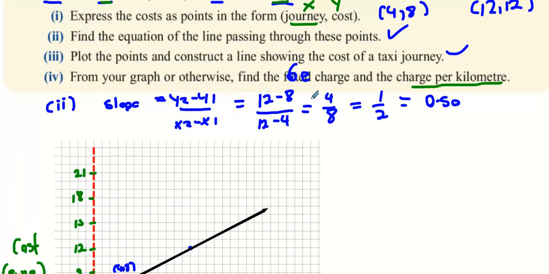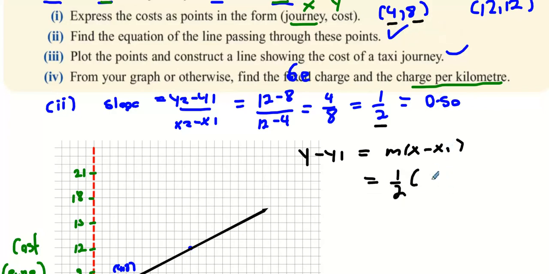Did I ever find the equation of the line? Actually, sorry guys, I never finished off part 2. I never found the equation of the line for you. It's y minus y1 equals m bracket x minus x1. And what we do here is the slope is a half. Then we use 4, 8 as x1 and y1, so it's x minus 4 and then y minus 8. Multiply it by 2 and we get 2y minus 16 equals x minus 4.